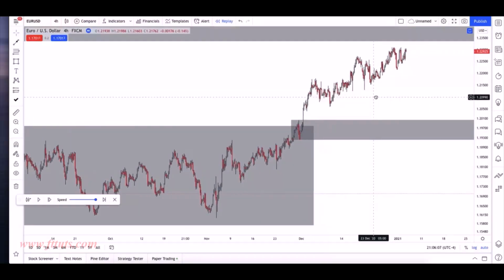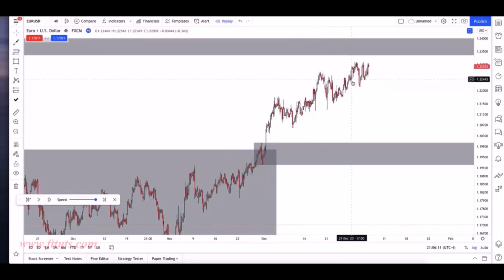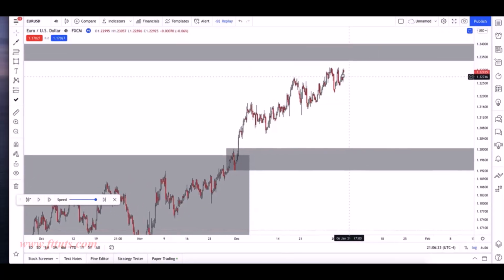Notice something, yeah? As price is approaching this zone, it's starting to weaken. Notice how the move isn't impulsive anymore. It's very weak as it approaches this zone. This is a good sign, right?